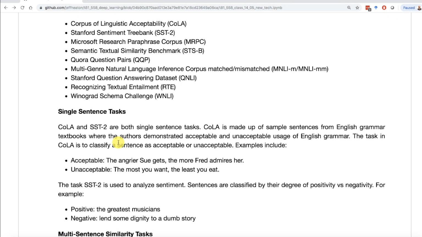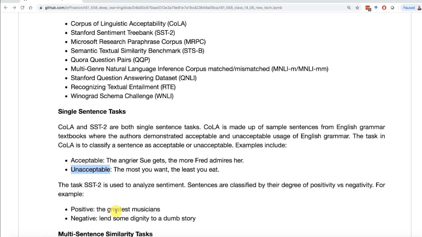For CoLA, what it is doing is evaluating English grammar. So the training data came from English grammar books where they show you acceptable and unacceptable usage. So acceptable usage is "the angrier Sue gets, the more Fred admires her." That's grammatically correct. Ungrammatical is "the most you want." For "the most you want," you would say maybe "the more you want." So this is showing if the neural networks have the ability to detect bad grammar.